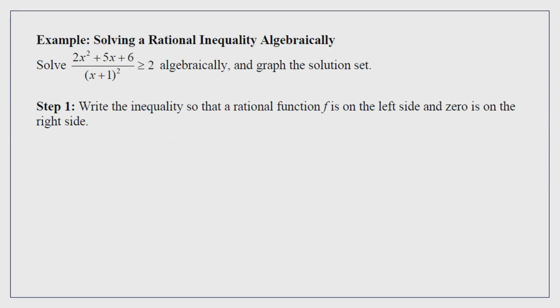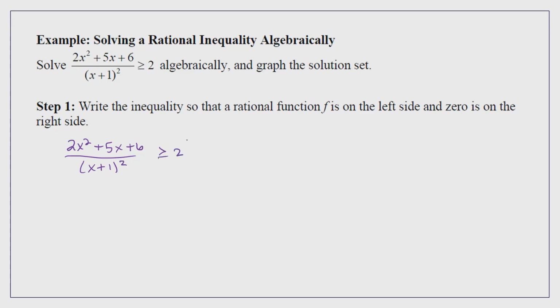So here we have our rational inequality 2x squared plus 5x plus 6 divided by the quantity x plus 1 squared, which is greater than or equal to 2. And we're asked to solve this algebraically and graph the solution set. So for step number 1, we need to write the inequality so that our rational function f is on the left side and 0 is on the right side. So we'll start with 2x squared plus 5x plus 6 divided by the quantity x plus 1 squared greater than or equal to 2.